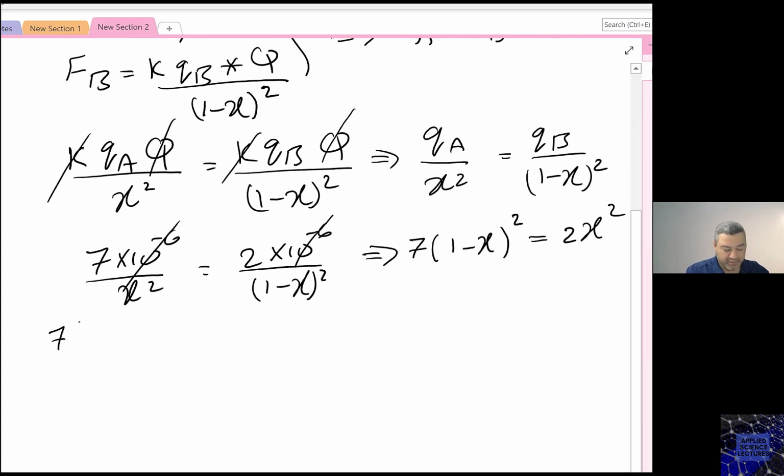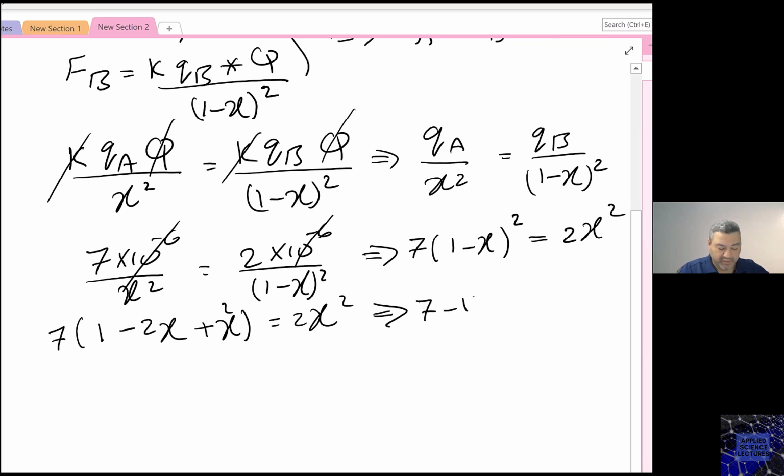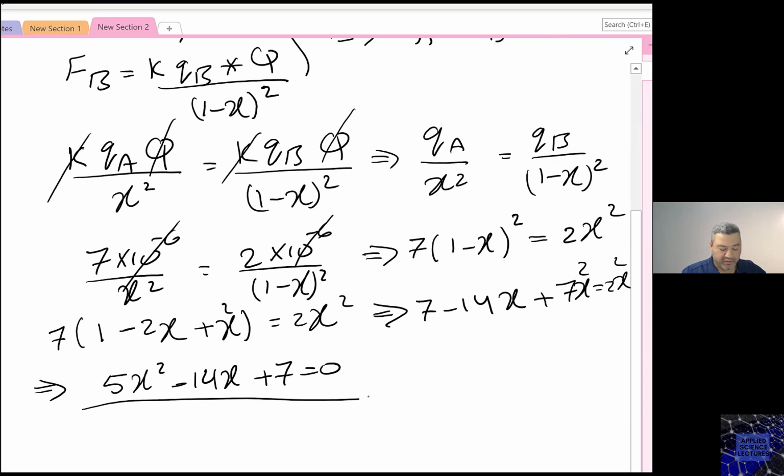So 7 times 1 minus 2X plus X squared equals 2X squared, and this one is 7 minus 14X plus 7X squared equals 2X squared, or 5X squared minus 14X plus 7 equals 0. Quadratic equation. I need to solve this equation.